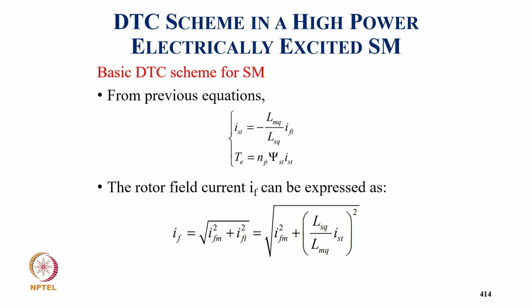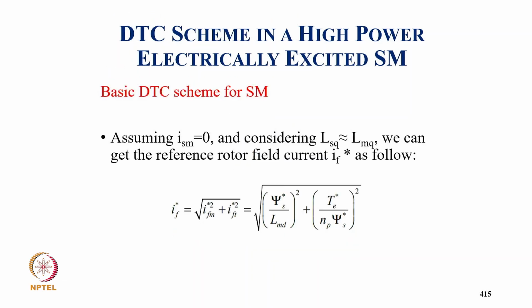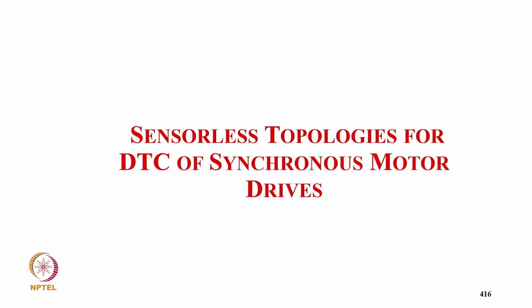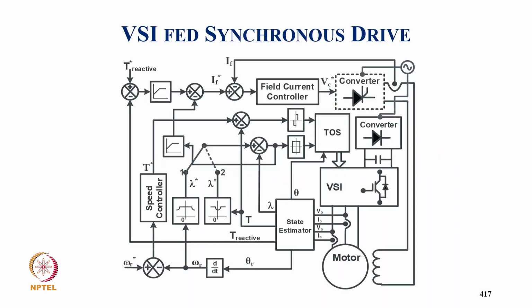And total field current is IF equal to under root of IFM square plus IFT square, equal to IFM square plus LSQ upon LMQ IST square. And assuming ISM 0 and considering LSQ equal to LMQ, you can get the reference field current IF star equal to under root of IFM square plus IFT square, equal to under root of psi S upon LMD square plus T star upon LS ISQ square. Coming to sensorless topology for DTC for synchronous motor drive.